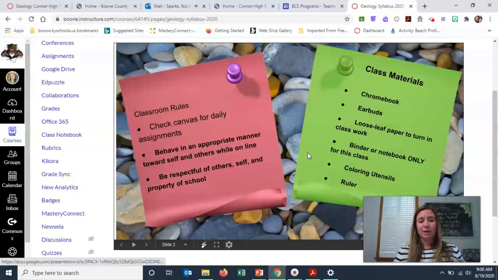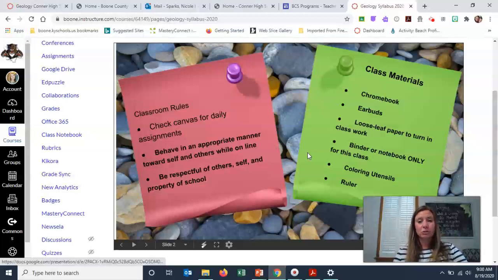I do ask for appropriate behavior towards staff and others while online or in class too. So I'd like to have discussions. There might be times I ask you to work with a group to come up with maybe a poster through Canva, and I'll explain what that is, or a Google slide, or whatever it may be. So just appropriate manners towards everyone and be respectful. Pretty simple rules, but I think at this point everyone knows what to expect. We've done this before, and you know the classroom rules, and most of you have had me at some point, so you get that.